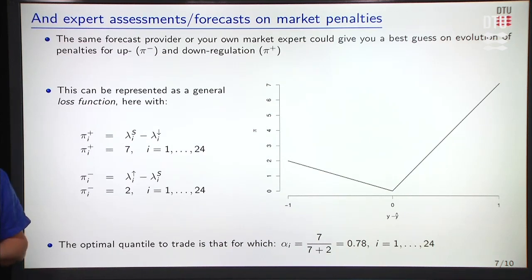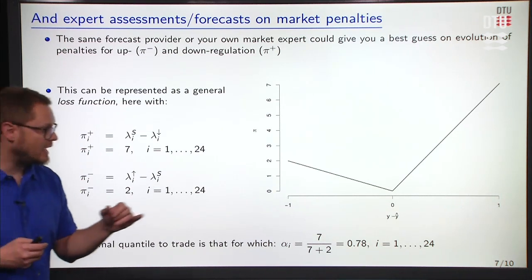On the other side, we need some information, being expert assessment or forecast, for the potential market penalties that we discussed before, pi minus and pi plus. There maybe the same forecast provider could help you, or you could have a market expert in-house that can also give you some best guess estimate. Eventually, we can represent that in the form of a loss function that will tell what could be the loss for any positive deviation from schedule and any negative deviation from schedule. Here the slope for the two parts of our loss function will be the penalties that we have previously defined. So on one side we'll have a slope of pi plus, on the other side we'll have a slope of pi minus.